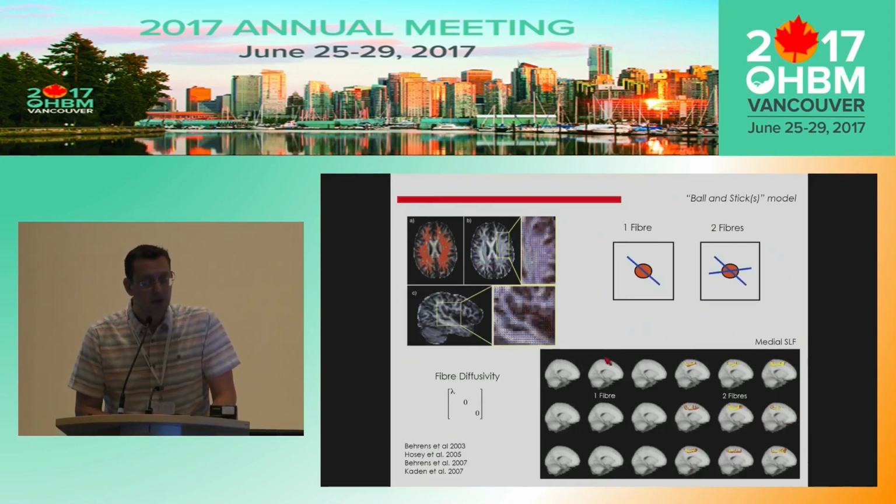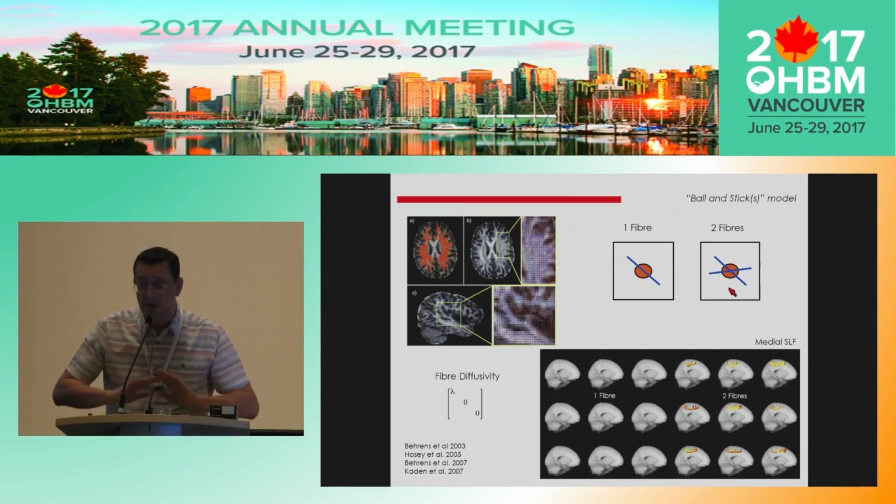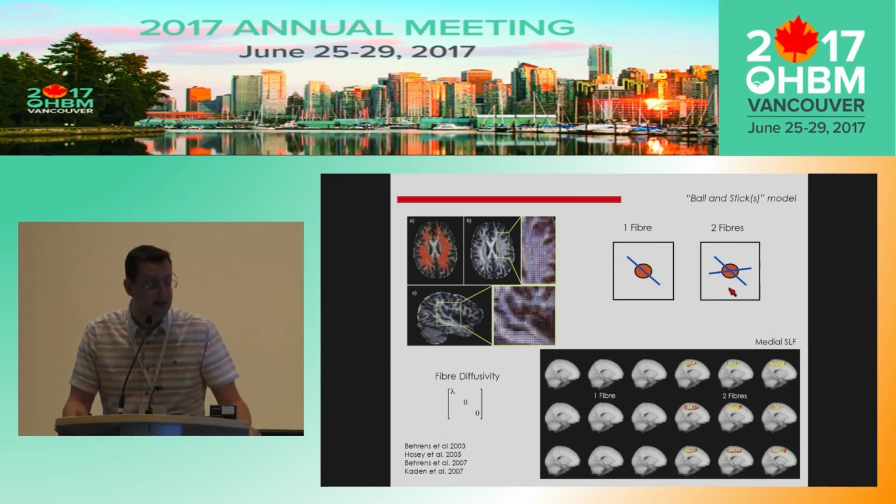So probably the most famous multi-tensor approach is the ball and stick model from Tim Behrens. The idea is very simple. We simplify the signal as much as possible, in a way that what we have here is a single compartment, a single component, which we call the stick, and is essentially a lambda, 0, 0 tensor.